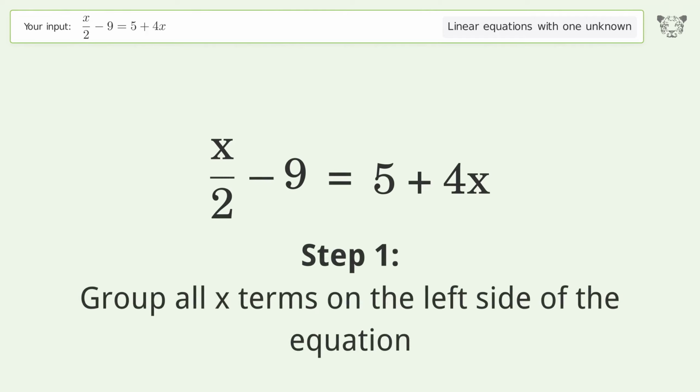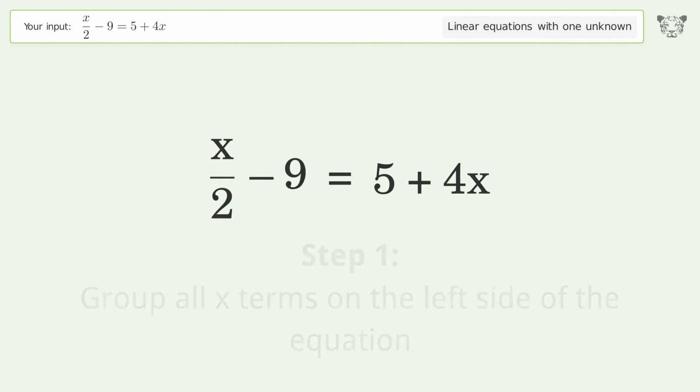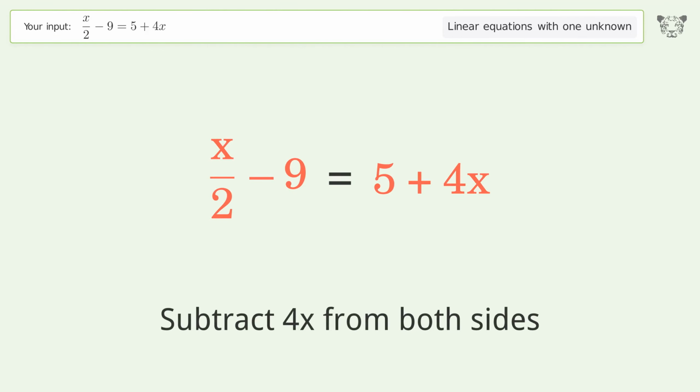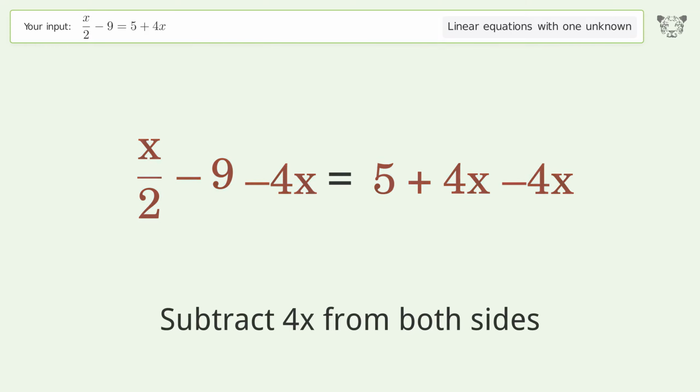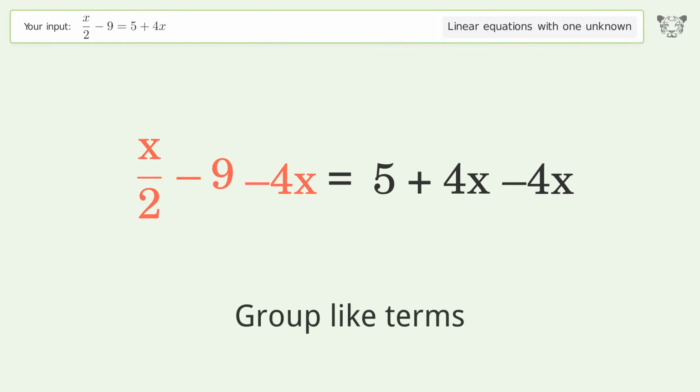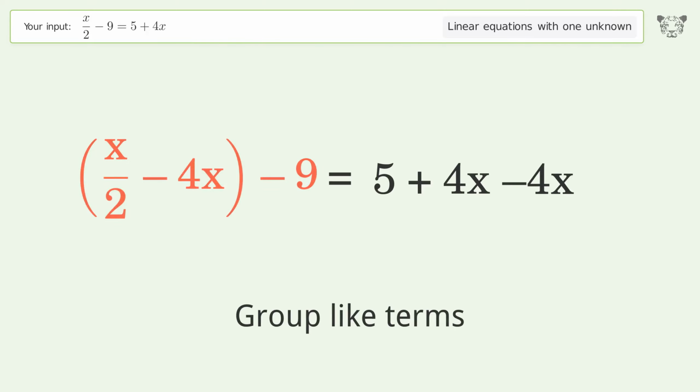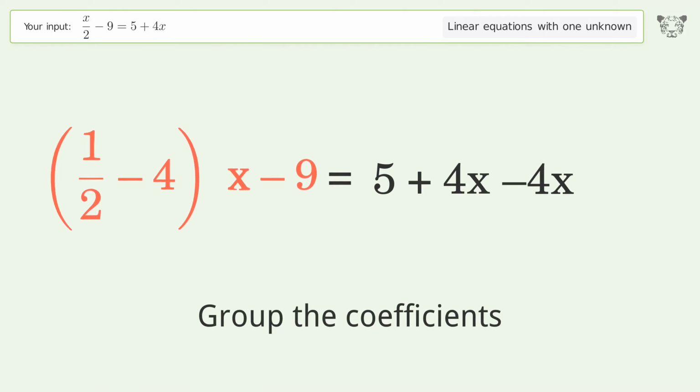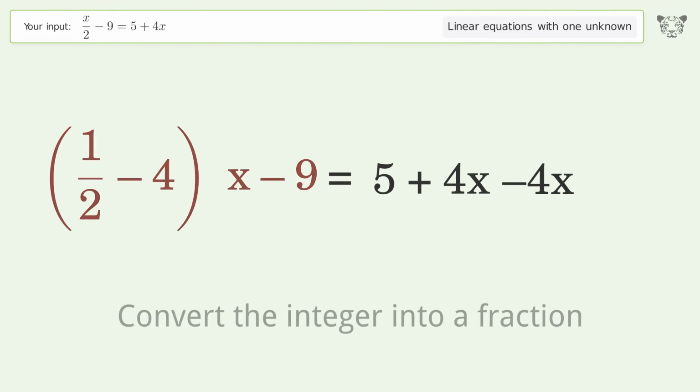Group all x terms on the left side of the equation. Subtract 4x from both sides. Group like terms. Group the coefficients. Convert the integer into a fraction.